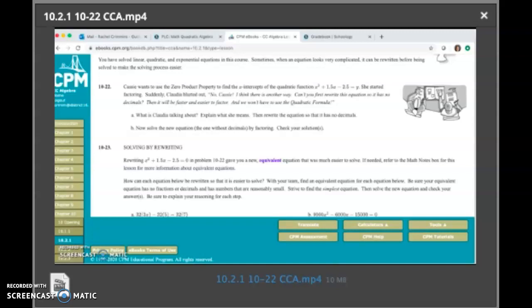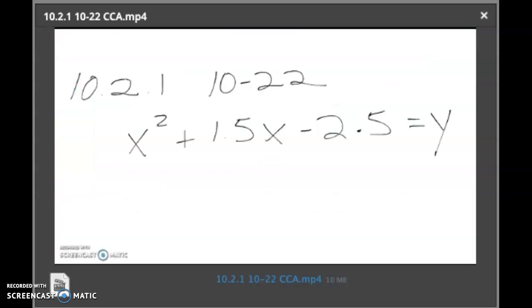"No, Cassie, I think there's another way. Can't you first rewrite this equation so it has no decimals? Then it will be faster and easier to factor, and we won't have to use the quadratic formula." So the question is, what is Claudia talking about? We want to rewrite this equation so that it has no decimals, and then we will solve it by factoring. If I can somehow rewrite this equation to get rid of the decimals, then it's going to be a lot easier for me to factor, and I don't have to use the quadratic formula.